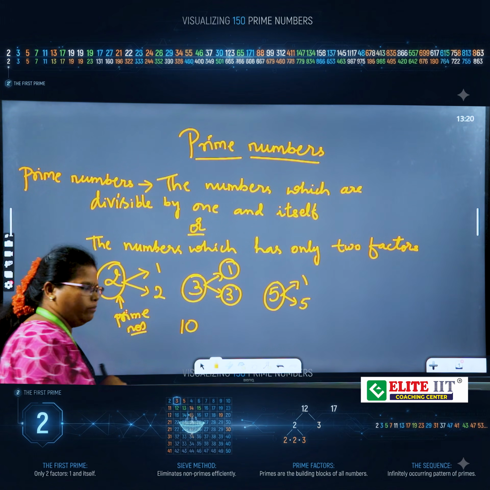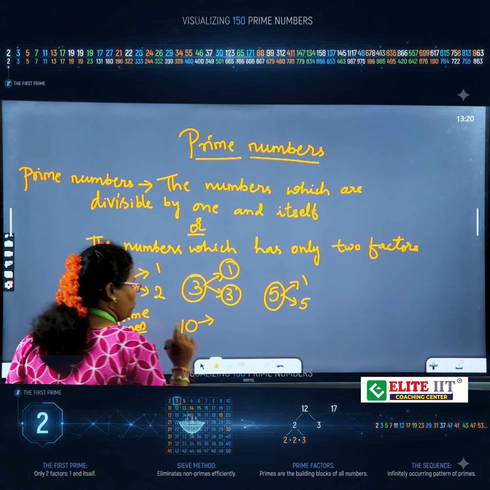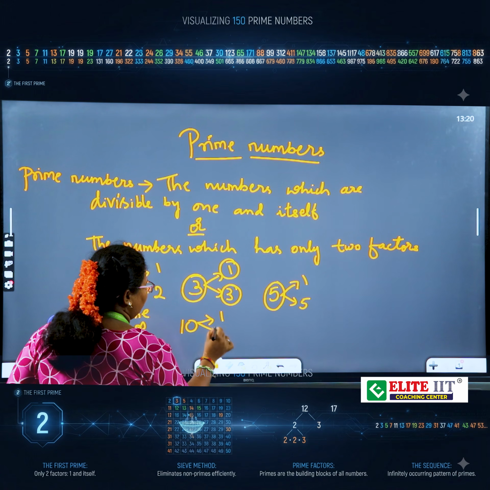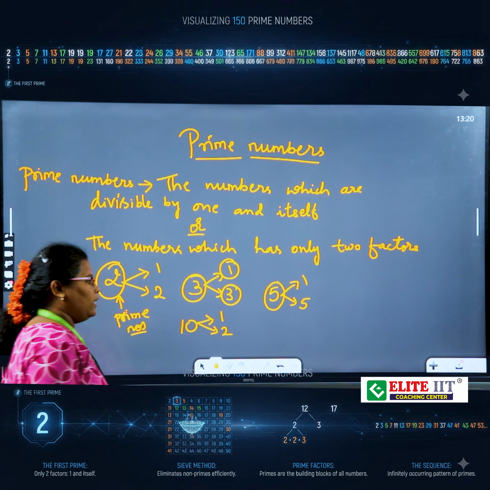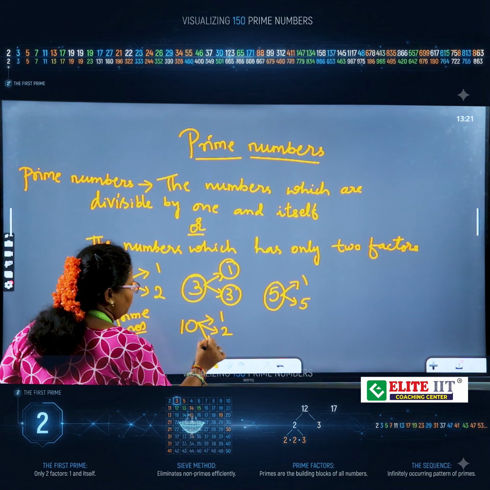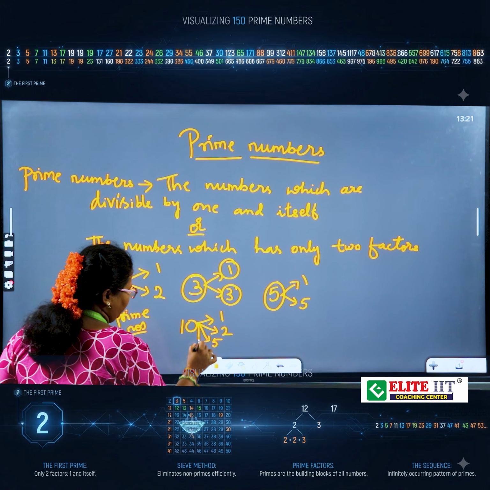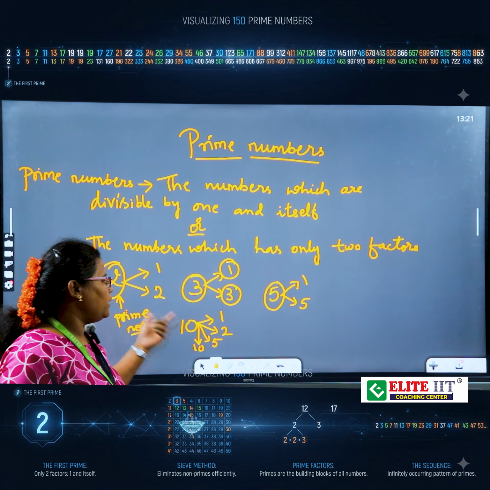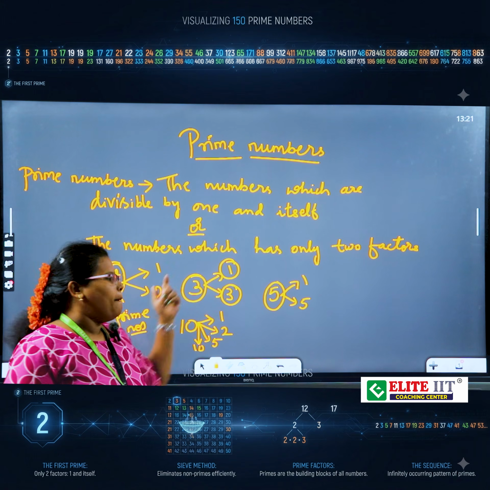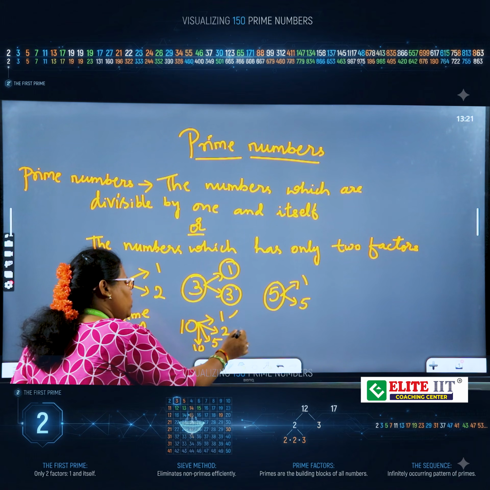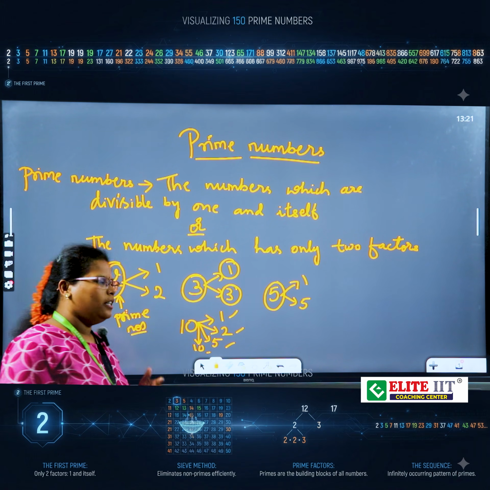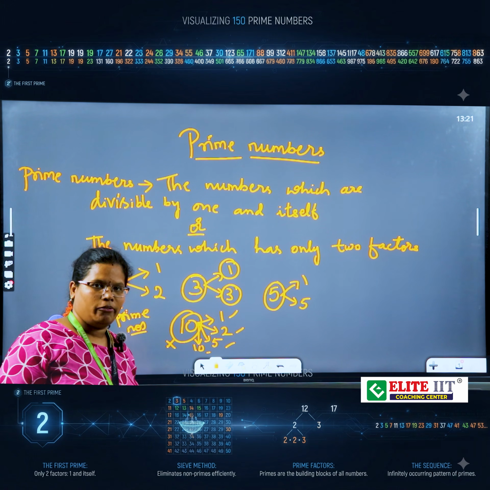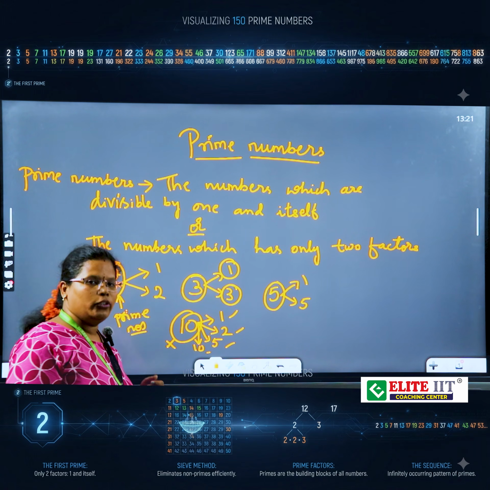I'll take another example. Let me take 10. We have to check whether it's a prime or not. To check that, whichever tables 10 comes in: it can be divided by the 1 table, the 2 table, the 5 table, and the 10 table. So this is a contradiction to our definition. What does my definition say? It should have only 2 factors, but I have 1, 2, 5, 10, so 4 factors. Hence I will say this is not a prime number. This type of number is not a prime number, and the earlier ones are the examples of prime numbers.